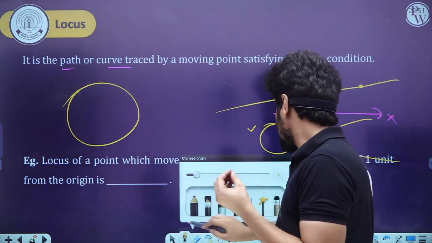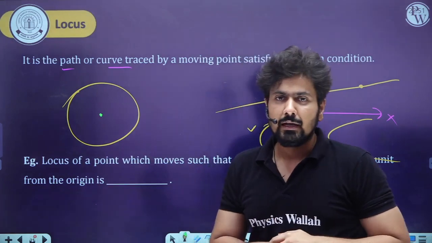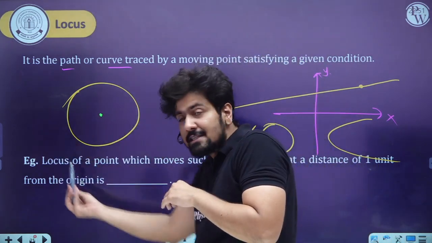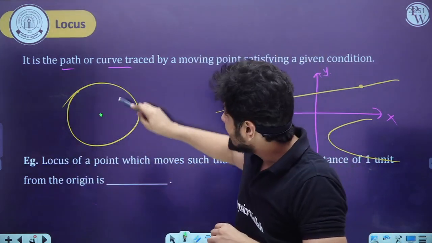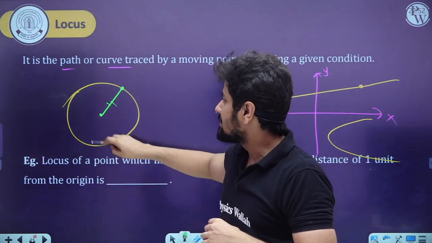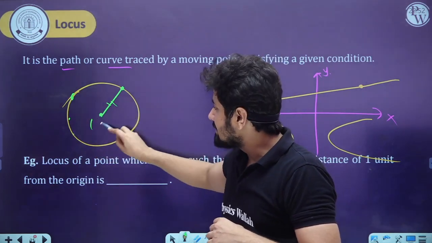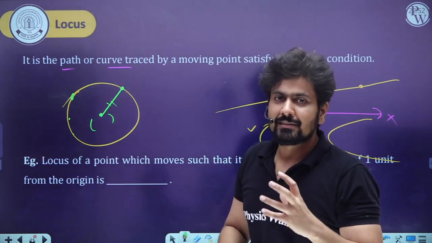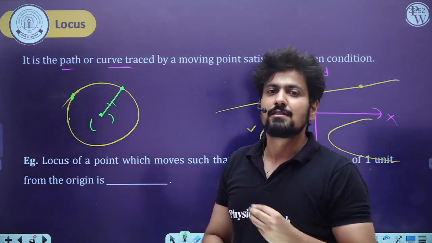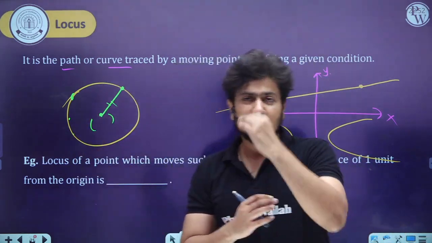There is a center of a circle, right? If there is a circle, there must be a center to it. And what is the property of this path? The property of this path is that every point is equidistant, that is, at equal distance from the center of this circle. This is the constraint of this path.